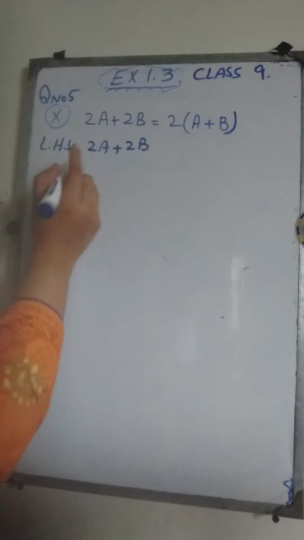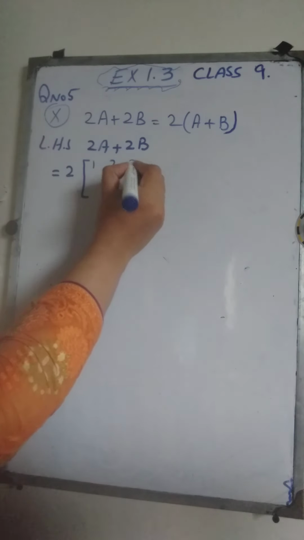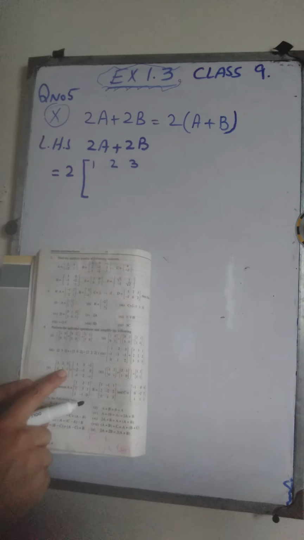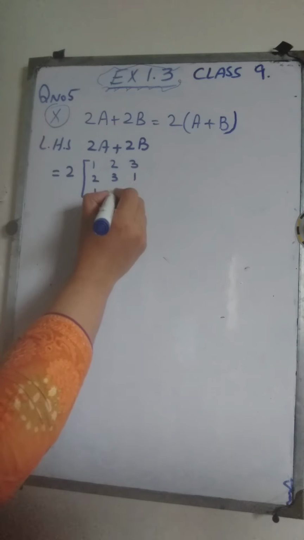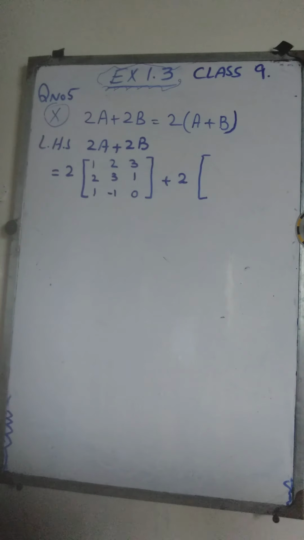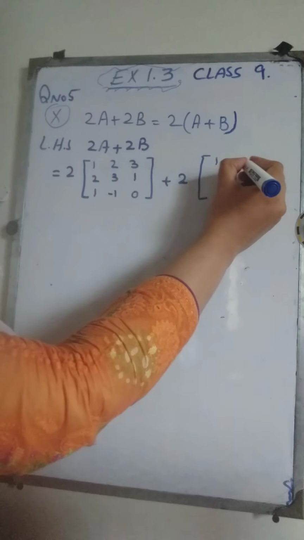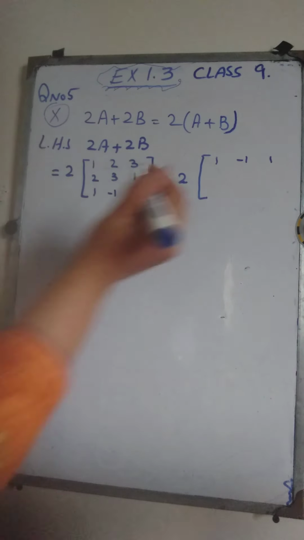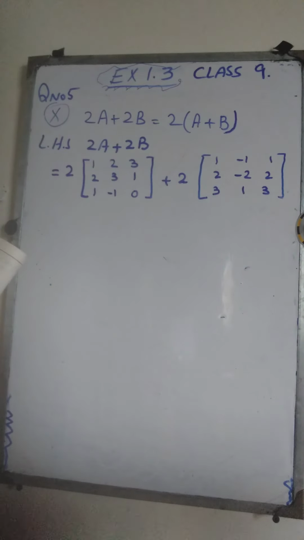Okay, putting the value of A and B in this expression, 2 times matrix A, which was given to us as 1, 2, 3; 2, 3, 1; 1, negative 1 and 0, plus 2 times matrix B, which is given in the question as 1, negative 1, 1; 2, negative 2, 2; 3, 1 and 3. A and B are these matrices which are given to us in the question.